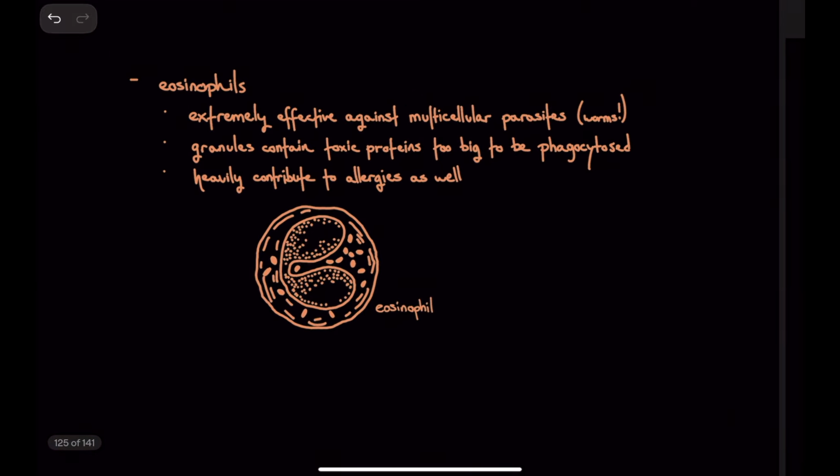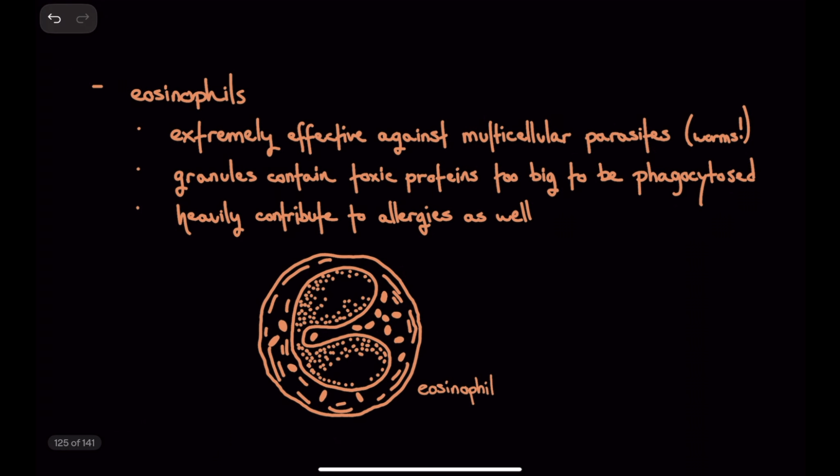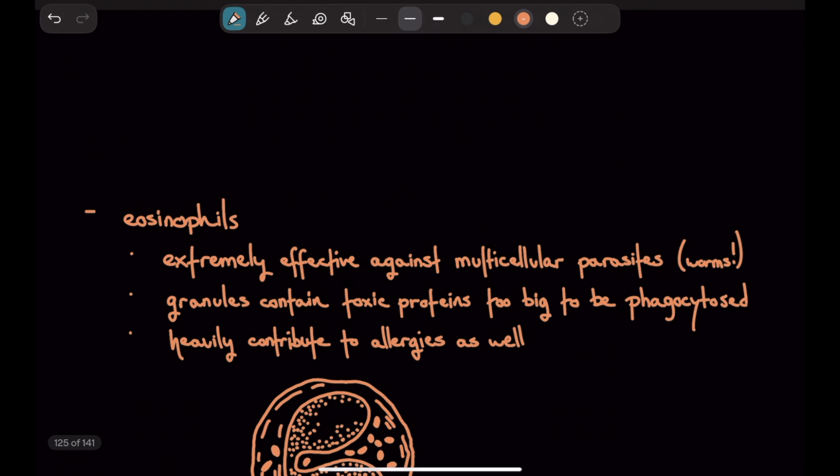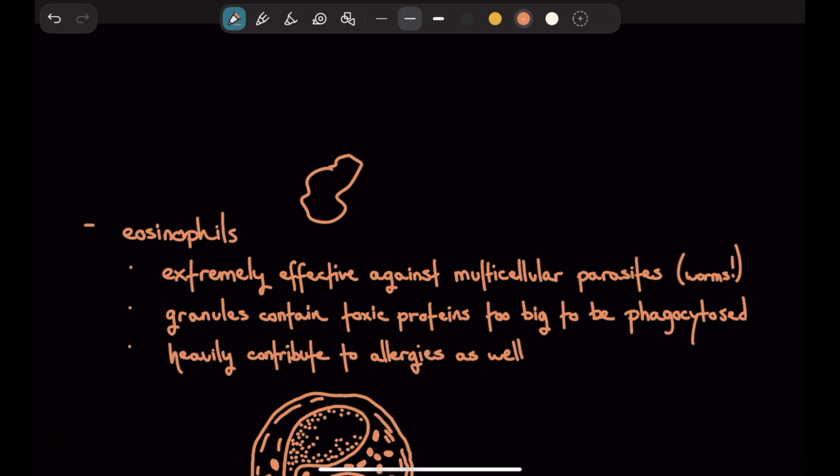All right. And the last innate immune cell I'm going to talk about are the eosinophils. These are extremely effective against multicellular parasites. Okay? So all the stuff we've been talking about thus far have been little amoebas, little bacteria, little strings of nonsense, unicellular nonsense.